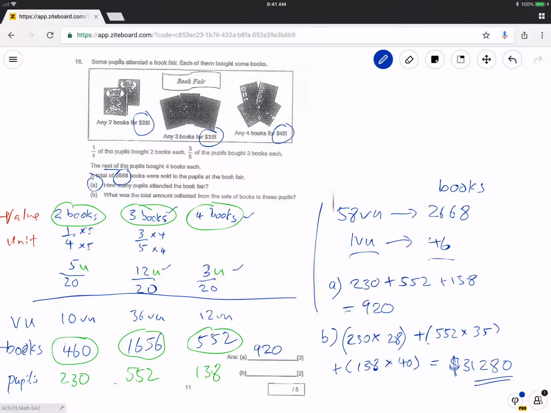So that is how we can use value and units to find the solution to this question.